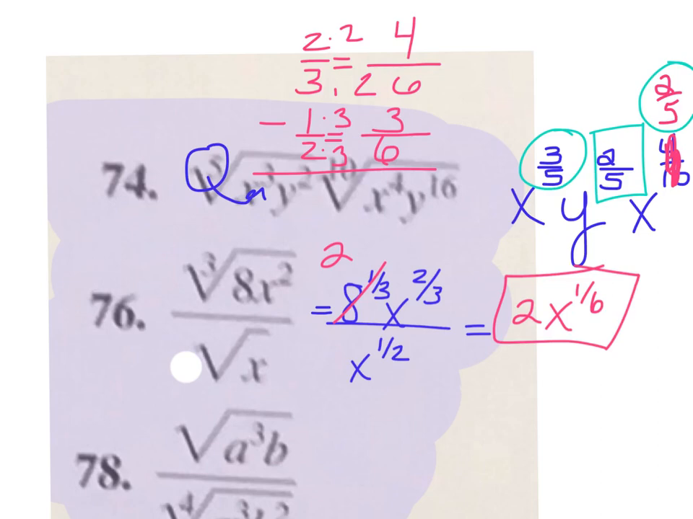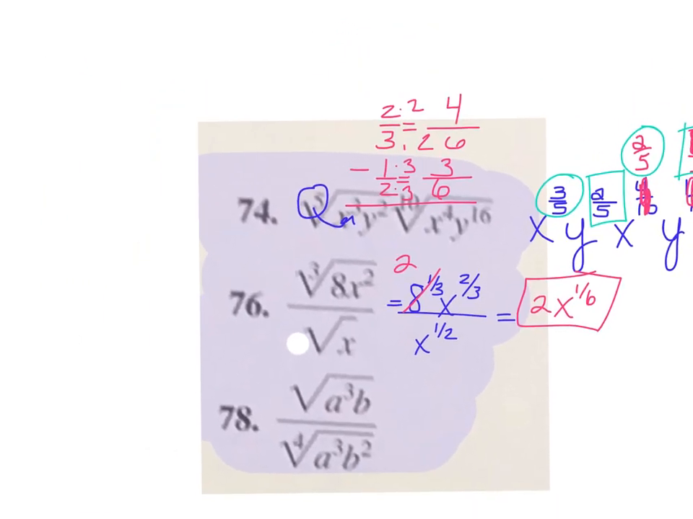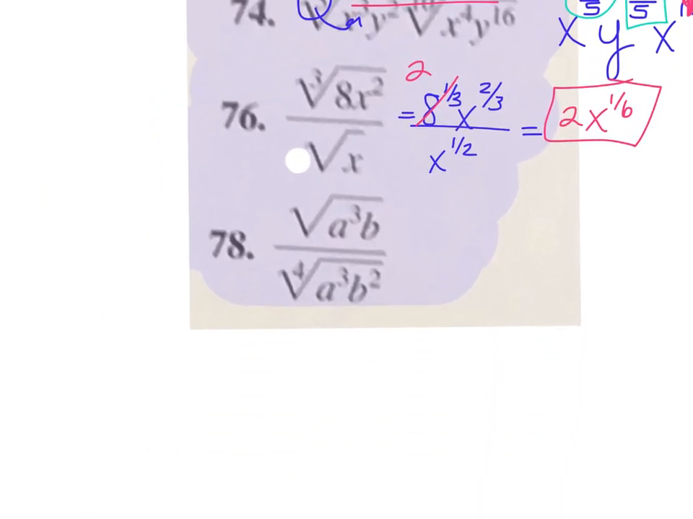We have to remember our rules. If we're multiplying the bases that are the same, you add exponents. If you're dividing bases that are the same, we subtract. If you're raising a power to a power, what do we do? Power to a power, what do you do? Multiply. Good. All right, let's do this last one, then we're done.